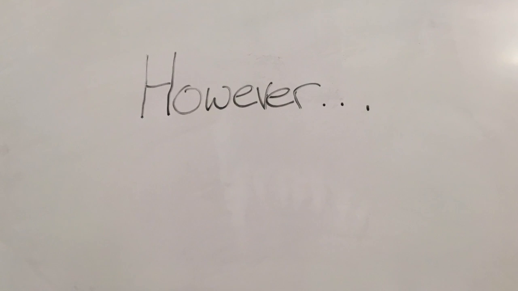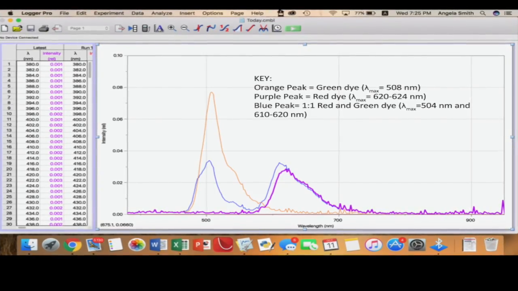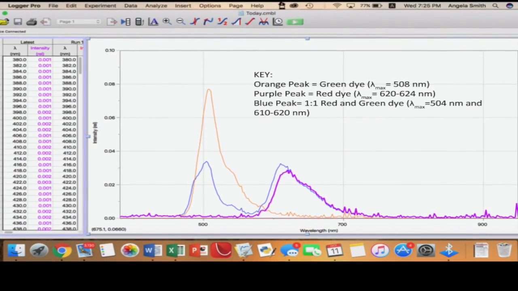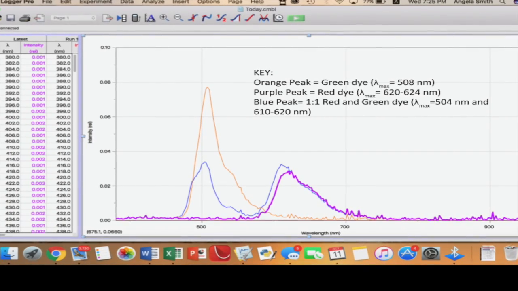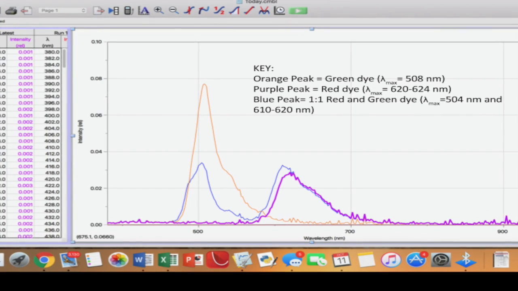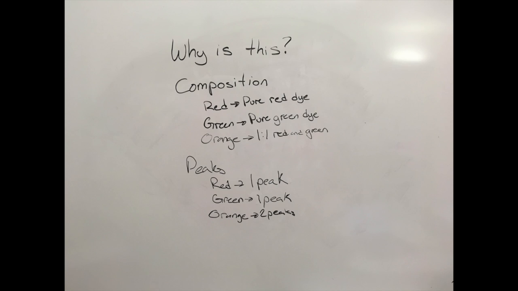However, that is not the data we got. The spectra for the red and green dye both present one lambda max, whereas the spectra for the orange or mix showed two peaks with local maxes. The wavelength for orange light was emitted at a very low intensity, whereas the two peaks of the spectra showed local maxes very close to the lambda max of red or green dye. This does not support the hypothesis. To understand why this is, we compared the solutions.